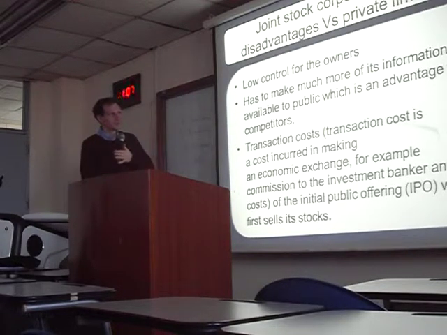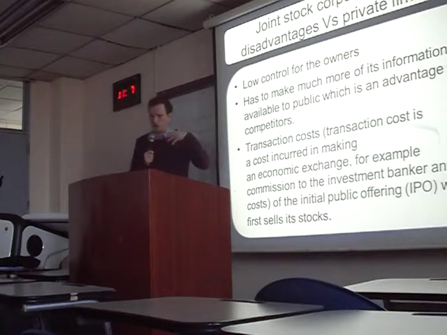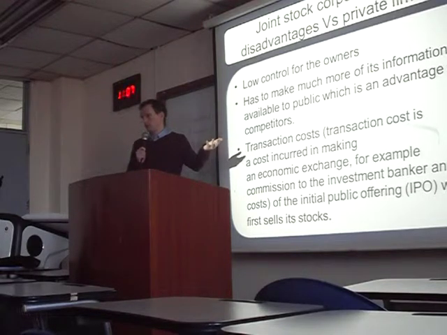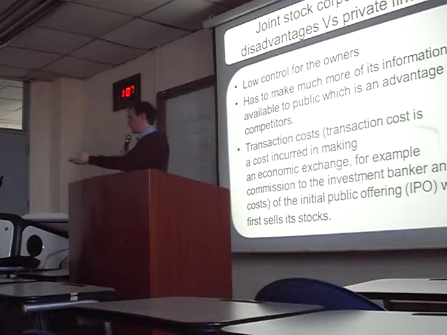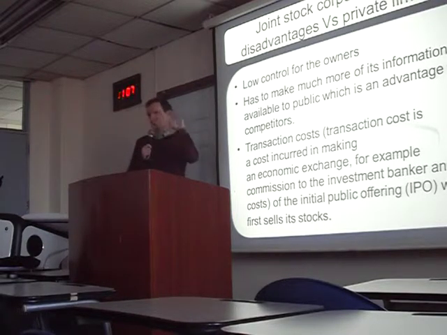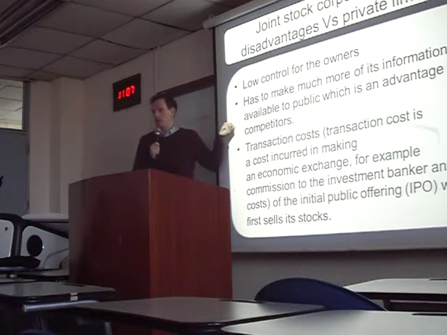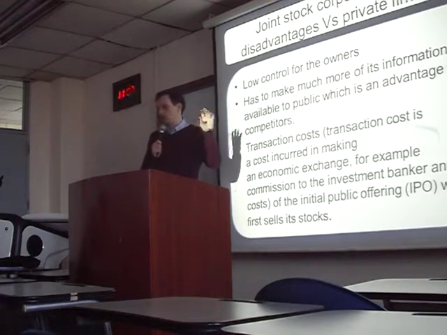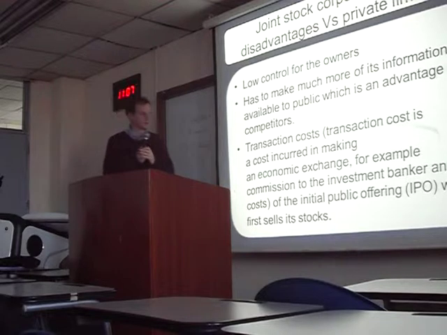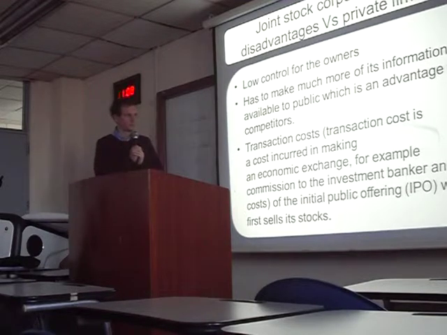So the public owned the company, so we have to make all the information public so people can decide whether they should invest in the company or not. Okay? So you're going to decide whether to invest in Coca-Cola or not. So you have to see all of the information. But this is a disadvantage because the competitor can also see all of the information about the joint stock company. For the private company, you don't have to let the competitor see your information.